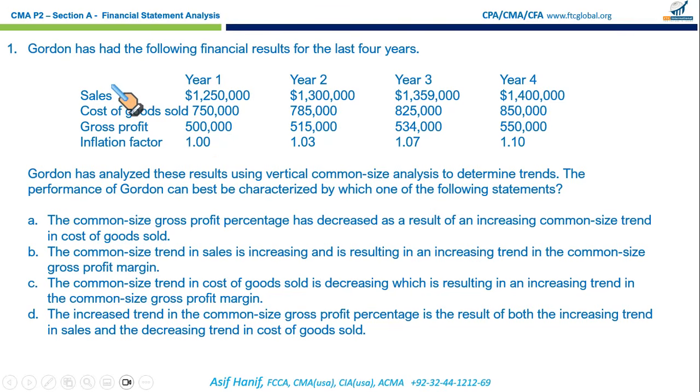CM Exam Support Package, Section A, Financial Statement Analysis. The first question, here we go. We have been given 4 years of income statements, only the gross profit part. It says Gordon has analyzed these results using vertical common size analysis to determine trends. The performance of Gordon can best be characterized as which of the following statements?